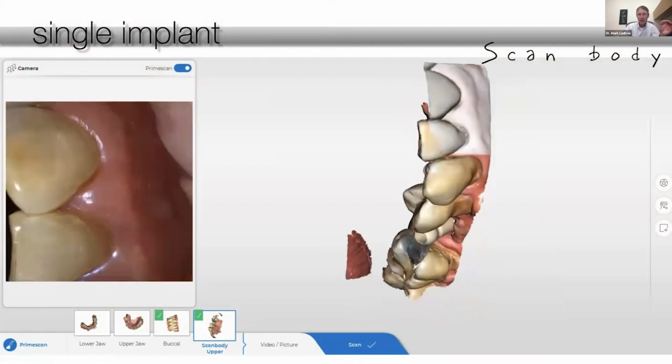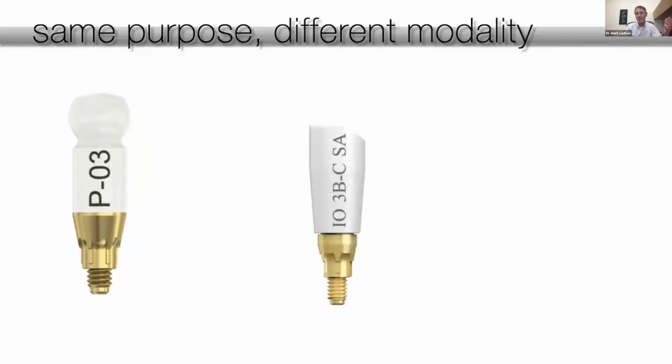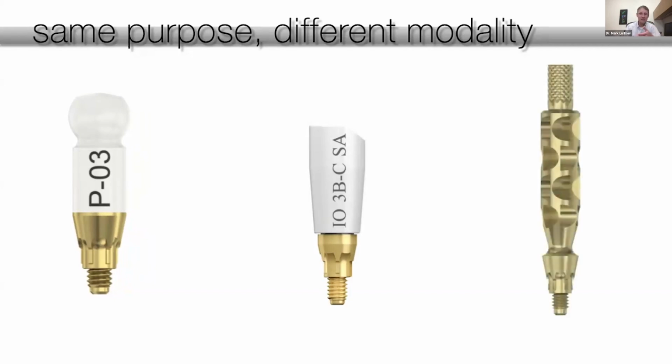What the scan body does is, it doesn't matter if it's a scan body like this, like you just saw in that video, or one like this. It's the exact same thing. You just have to talk with your lab and make sure which one they have in their software, and use that particular one. But their purposes are the exact same as this. It's to register where the implant is.